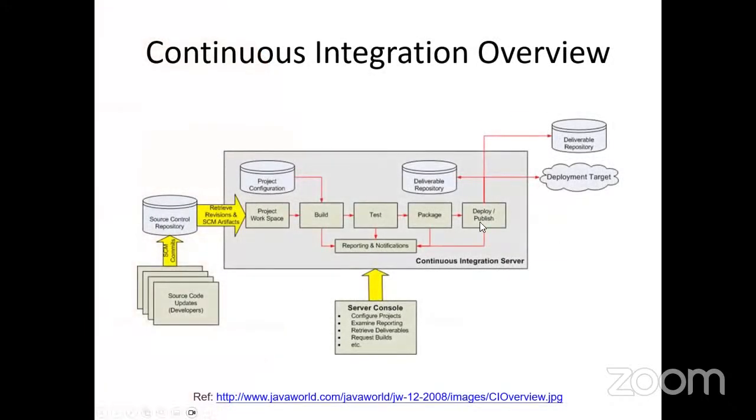Now the flow which we are talking about is called the continuous integration overview. Here let's understand what this is. You can see source code updates which are done by the developers. So developers are doing the coding. After they complete that coding, they will push the changes to the repository.